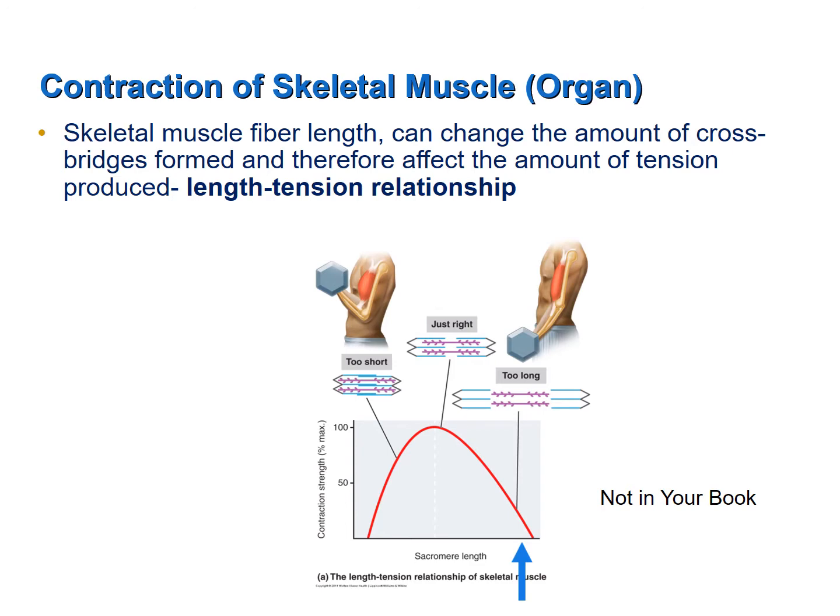When you perform this action, you'll notice that it is most difficult at the very beginning and at the very end of the curl. And this is because the sarcomeres are too long at the outset and too short at the end. The middle portion of the curl is relatively easy, because the sarcomeres are at their optimal length and can therefore generate the most force.